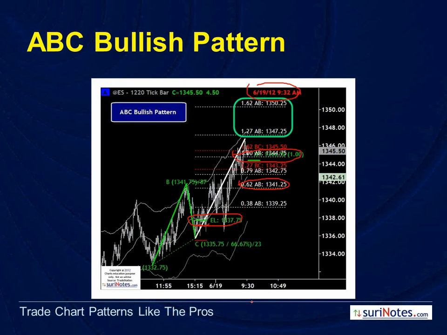But what happens is at least 25 to 30% of ABCs go much beyond 127, 162, and they go all the way to 262. In fact, I've seen some go to 362, but they're difficult to trade. But here, let's look at what's happening. At 9:30 in the morning when I come into trading, I see that it has already traded.